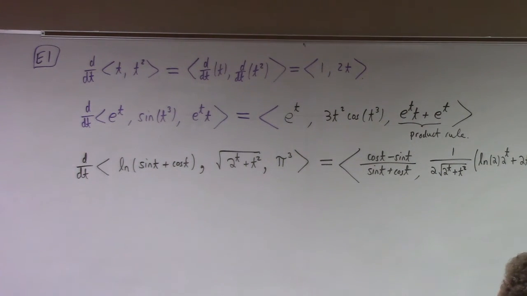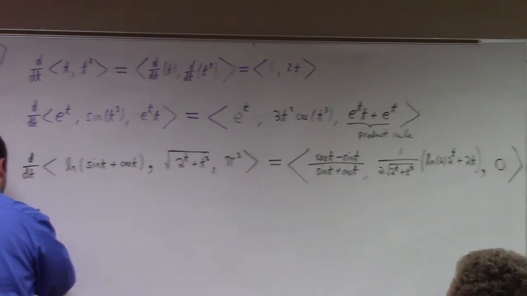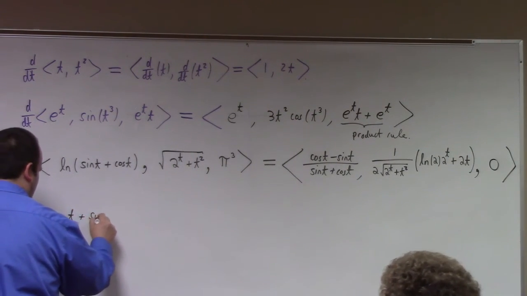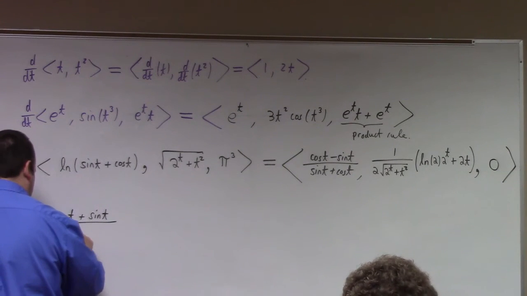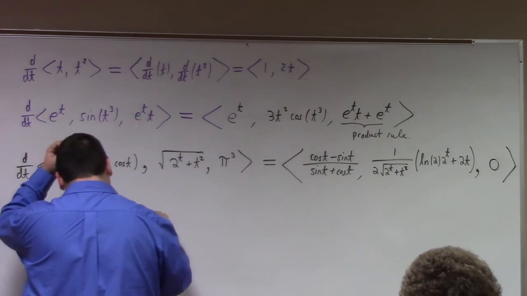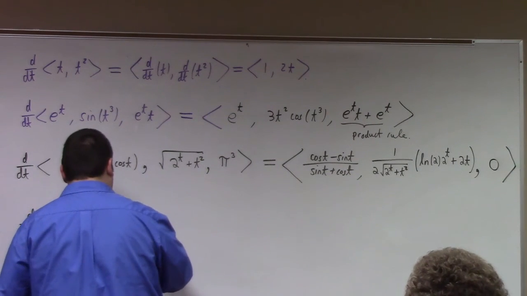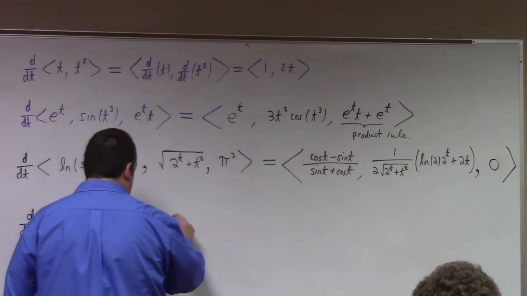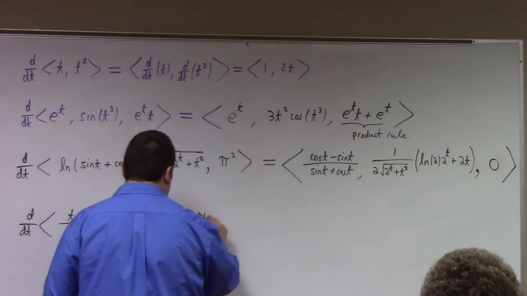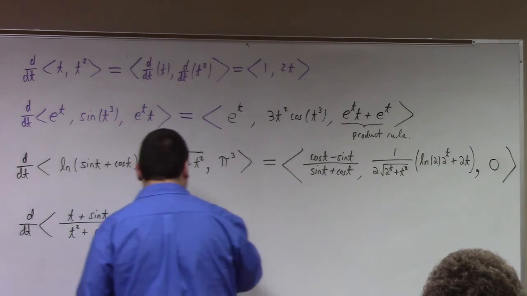Are there any other points on differentiation you're rusty on that you'd like me to try to shake loose? How about a quotient? d/dt of (t plus sine t) divided by (t squared plus e to the t). How about the natural log of t cosine t sine squared t. There we go. That's awful enough.